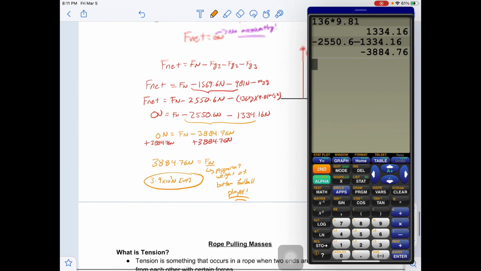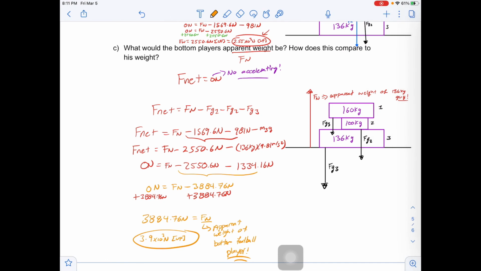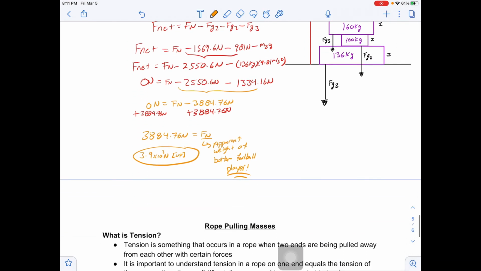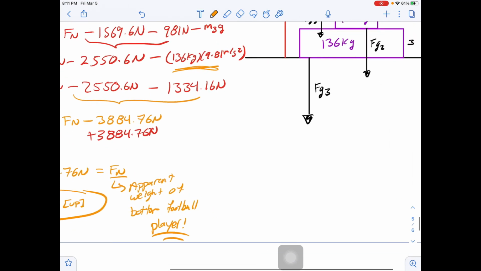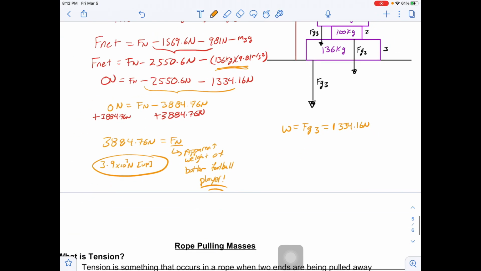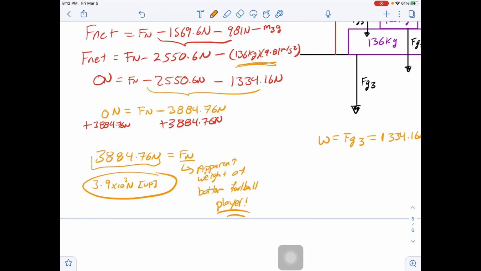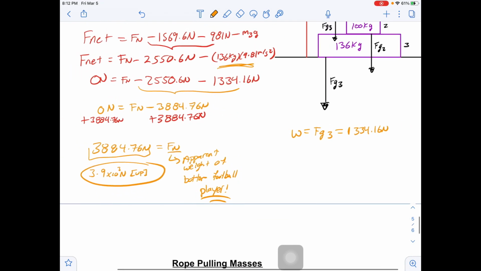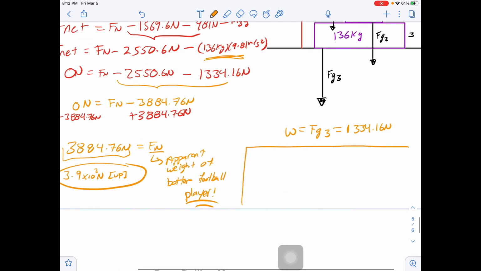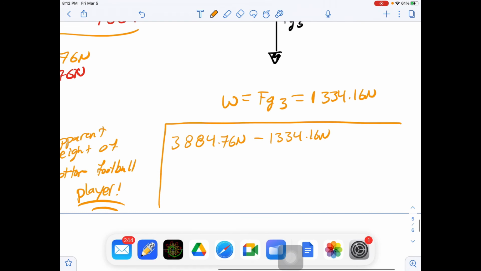Now, just to kind of look at this, how does it compare to his weight? Well, his weight was this number here. His weight equaled the force of gravity 3. So his weight equaled 1,334.16 newtons. That was this guy here. So he's feeling a heck of a lot heavier, as we can tell. If we take this number, 3,884.76 newtons, and subtract 1,334.16 newtons, let's just see what the difference is there.